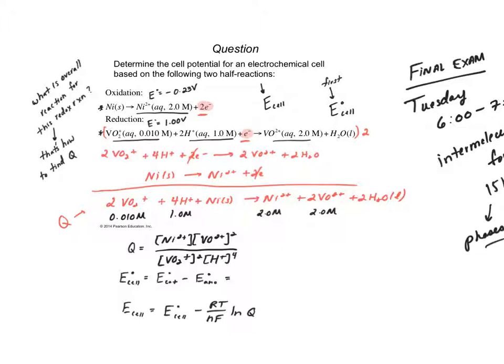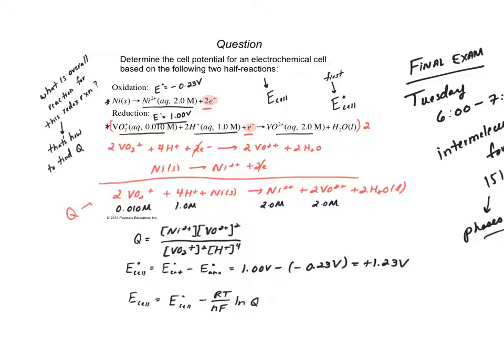Okay, so for those of you who stayed, did you get the cell potential at standard state? Standard state cell potential, E naught, is the cathode minus the anode. So we had 1 volt minus a minus 0.23 volts. So that gives us a positive 1.23 volts overall. Are we good there? Okay, so now all we need is Q.